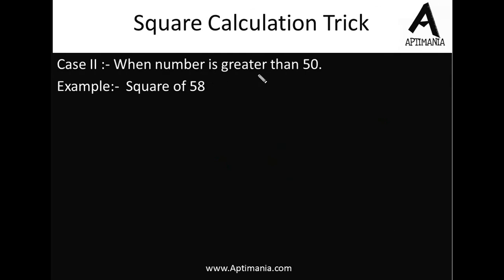Now the second case, when the number is greater than 50. Now suppose we have 58. Again, the difference of this number, since the number is greater than 50, we will subtract 50 from this number. The difference comes out to be 8. Square of it is 64.